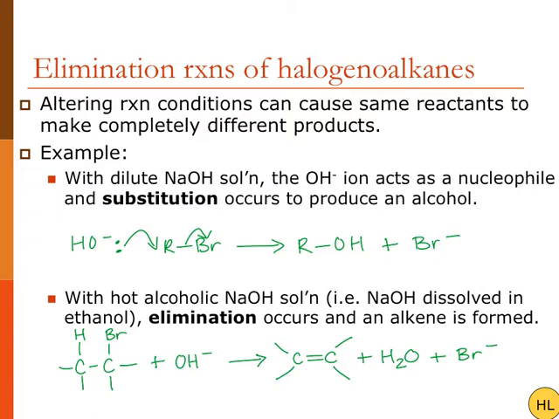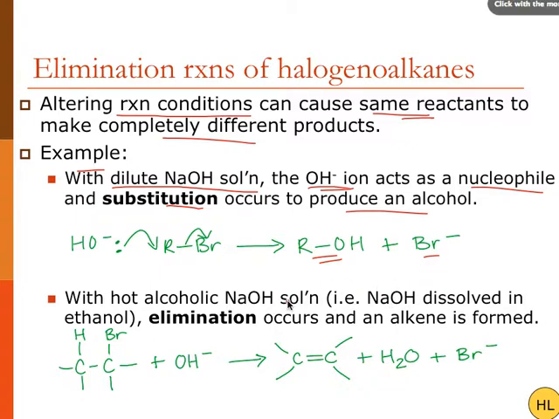Alright, so elimination reactions. We're going to see that just by altering some reaction conditions, you can cause the same reactants to form completely different products. For example, as we've learned before, if we have a dilute aqueous sodium hydroxide solution, the hydroxide ion is going to act as a nucleophile, and a substitution reaction is going to occur to produce an alcohol. So the hydroxide subs in for the bromide, and we end up with the alcohol and a bromide ion.